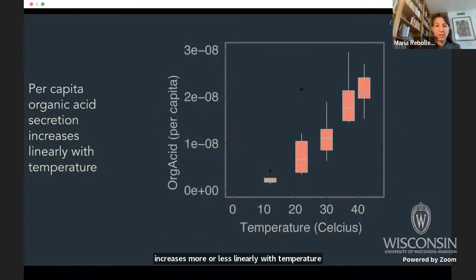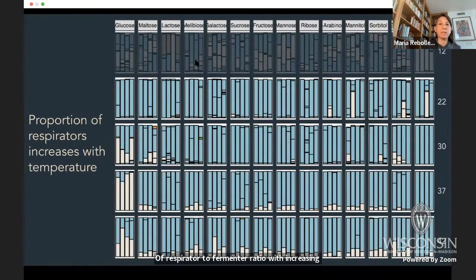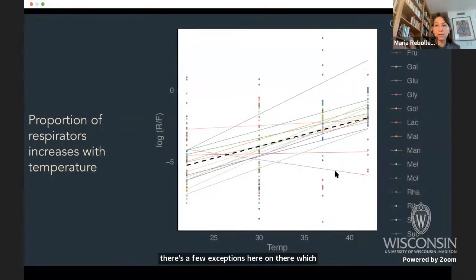Consistent with this, we also see that the proportion of respirators to fermenters increases with increased temperature. These are all the carbon sources where we did community assembly, and in most of them, we see the same increase of respirator to fermenter ratio with increasing temperature. That can be seen here. If we ignore 12, which I'll get to, from 22 to 42 degrees Celsius, we see an increase in respirators to fermenters. There are a few exceptions here and there, which is why not all lines are going up.